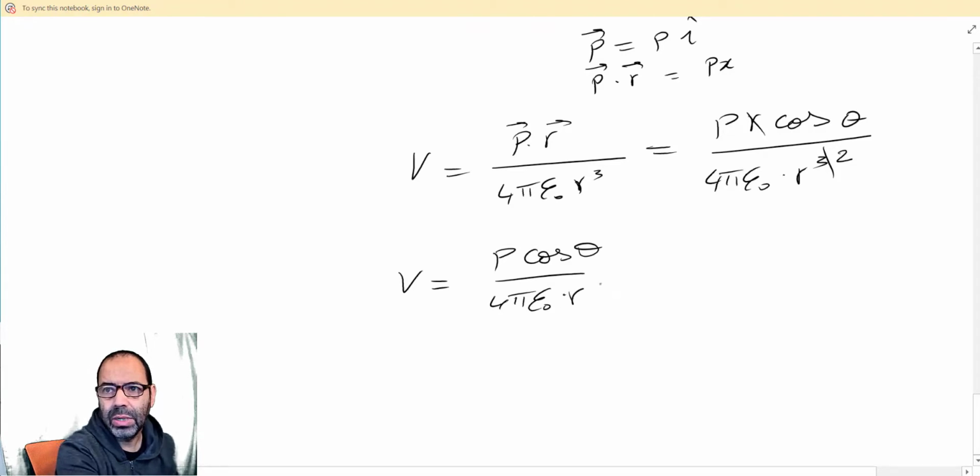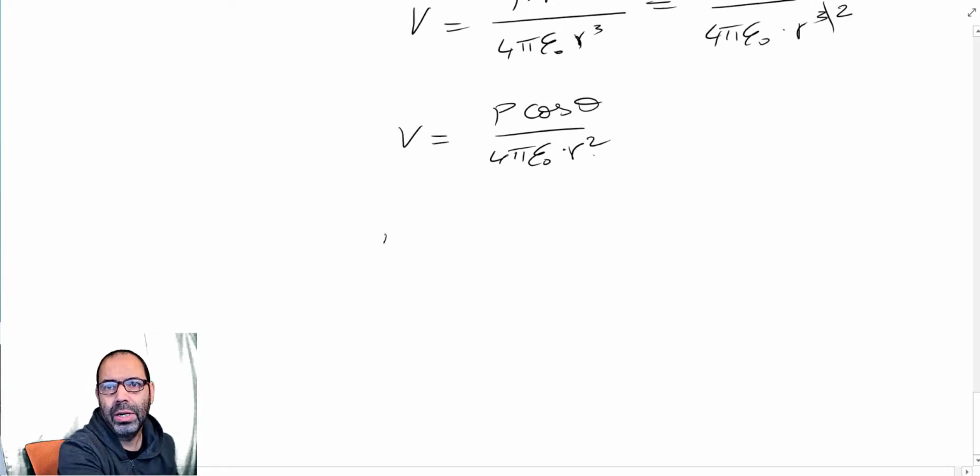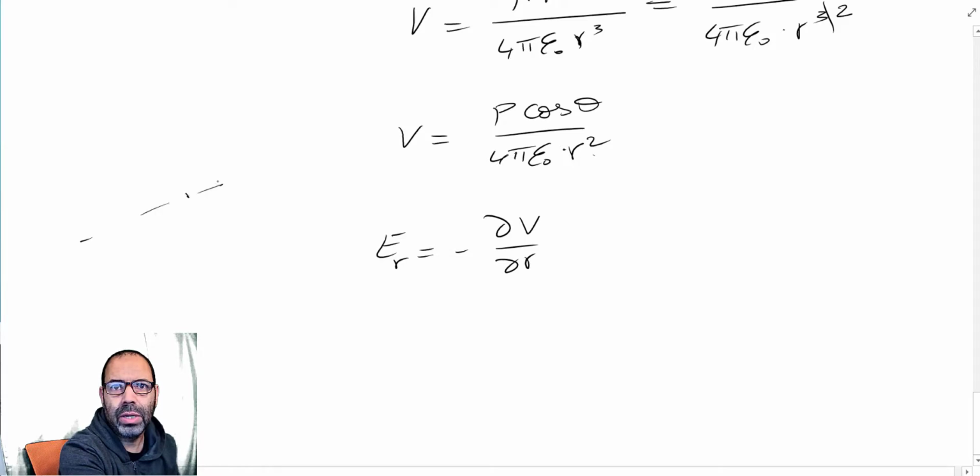So p cosine theta over 4 pi epsilon naught times r squared. I'm sorry, let's find quickly now the electric field in terms of polar coordinates in this approximation. So E is equal to minus, in the radial direction, the derivative of V with respect to R. Again, R grows by an amount delta R in the radial direction. So this gives me the electric field in here.